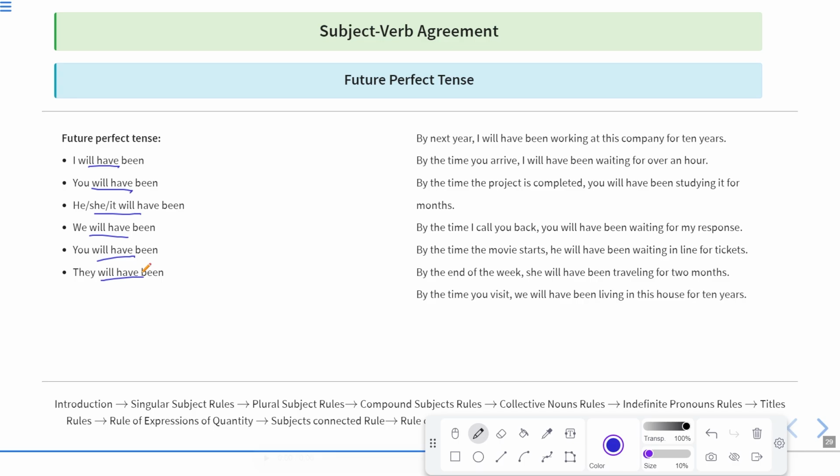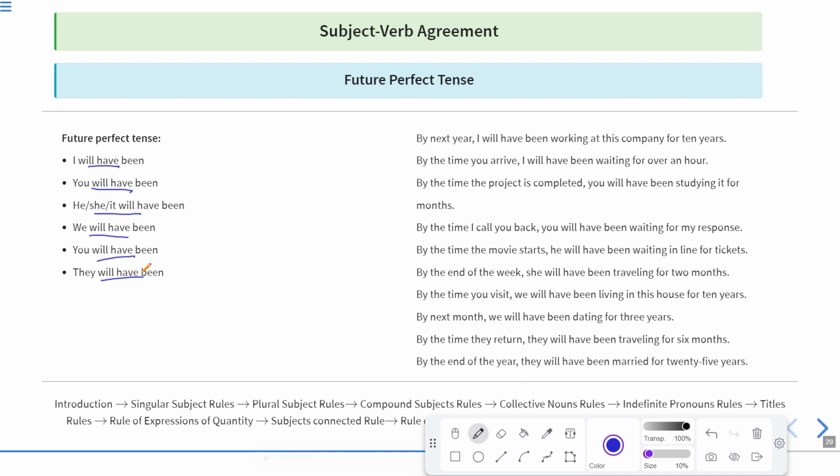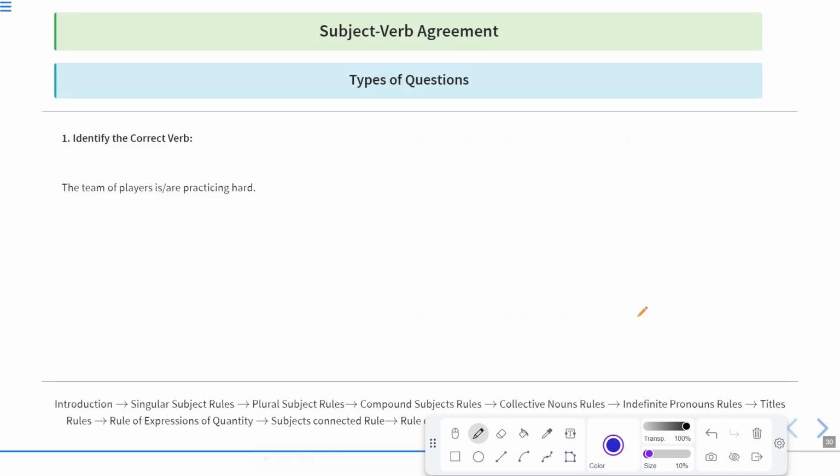By the time you visit, we will have been living in this house for 10 years. By the next month, we will have been dating for 3 years. By the time they return, they will have been traveling for 6 months. By the end of the year, they will have been married for 25 years. Now, all these sentences which you can see over here contain the phrase by the time. What is the actual use of it? We'll be discussing it in detail in the chapter of tenses.